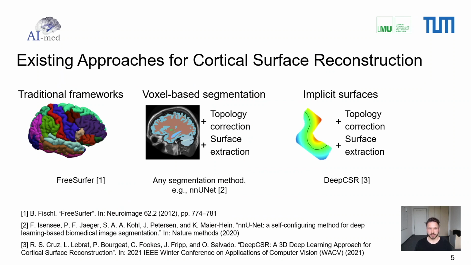Existing approaches for the task of cortical surface reconstruction include widely established traditional frameworks like FreeSurfer, but also more recent deep learning-based methods for image segmentation. A third option is to leverage implicit surface representations for surface reconstruction. For the creation of explicit surfaces from the segmentation maps or implicit representations, a topology correction as well as a surface extraction algorithm like marching cubes are usually applied.